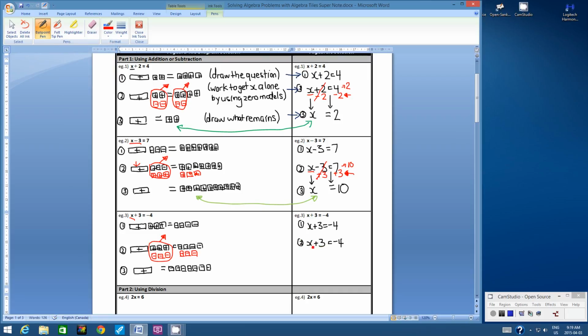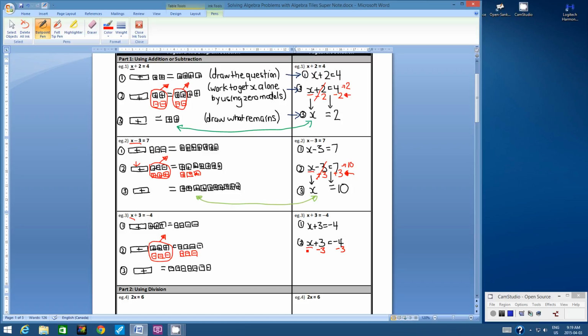So we'll focus only on the left-hand side. I want x to remain alone. What's in the way of x being alone? Positive 3. How do we get rid of positive 3? Well, we do the opposite. If we're going to add 3, then the opposite is to subtract 3 from both sides.